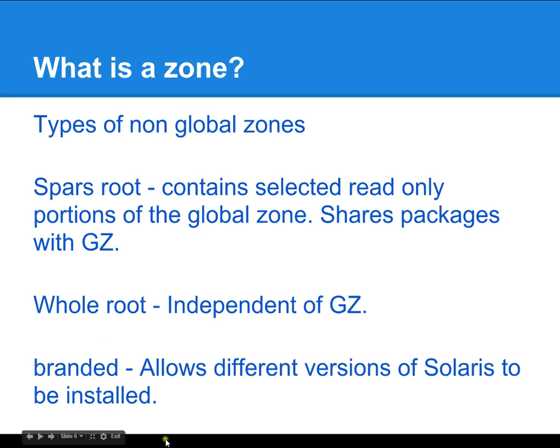The branded zones basically allow you to install different versions of Solaris. So if you installed Solaris 10, then you create a non-global zone, and you decided you wanted to install Solaris 6 or maybe 8, you'd be able to do that with the branded zone. So again, just to recap, there's the sparse root zone, which shares your choice of the global zone's system files, then there's the whole root zone, which is 100% independent, and then there's a branded zone, which will allow you to install different versions of Solaris.